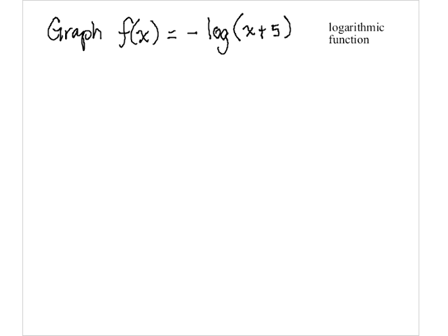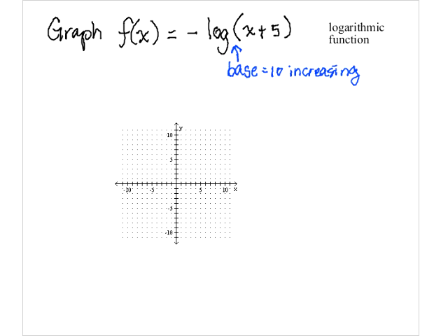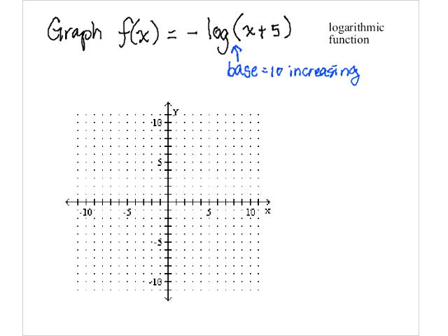Now, this one is written log, and it does not have a base. So the base here is understood to be 10. It's a common logarithm. So that means it's increasing because it's greater than 1. So I'm going to draw the basic shape first, which might be the best thing you can do, even if you have to dash it. Alright. Okay, so I'm going to draw the basic shape.